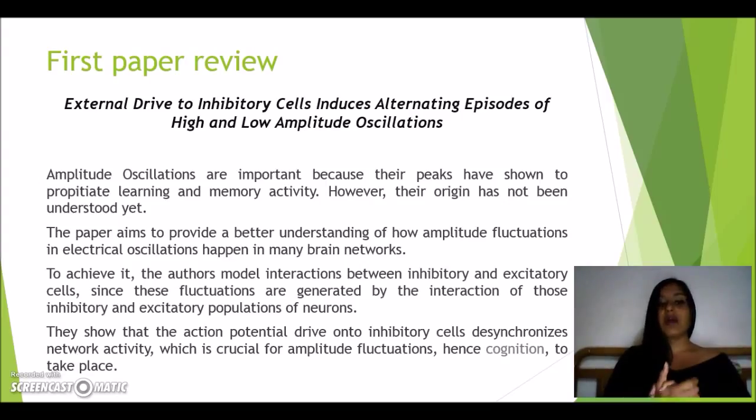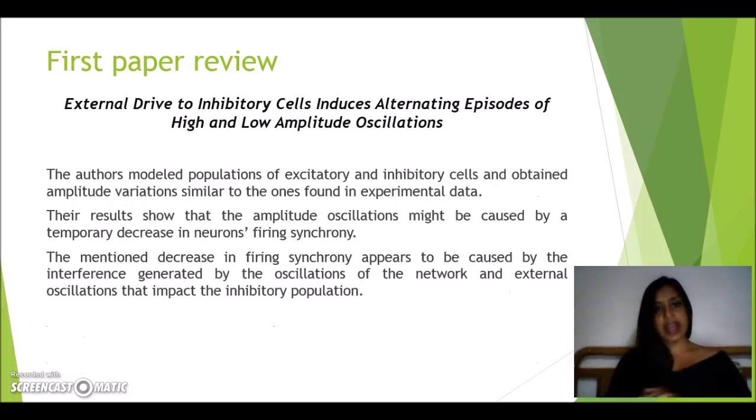So the paper aims to provide a better understanding of how these amplitude fluctuations and electrical oscillations happen in many brain networks. To achieve it, the authors model interactions between inhibitory and excitatory cells, since these fluctuations are generated by the interaction of those inhibitory and excitatory populations of neurons. What they actually show is that the action potential drive onto inhibitory cells, and not excitatory, just inhibitory, desynchronizes the network activity, which is crucial for amplitude fluctuations and hence recognition. So we're going to take a look at that.